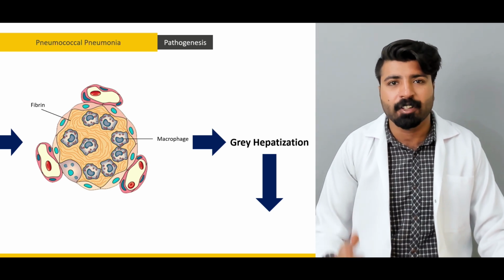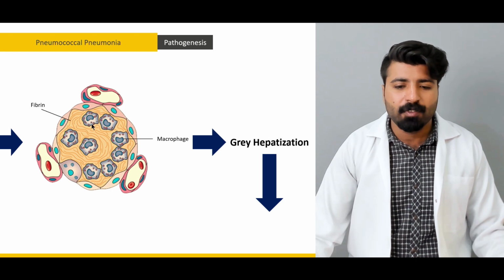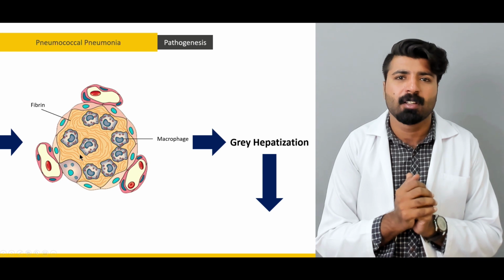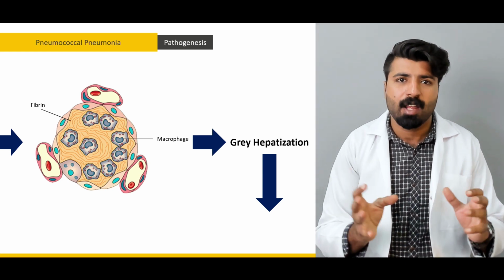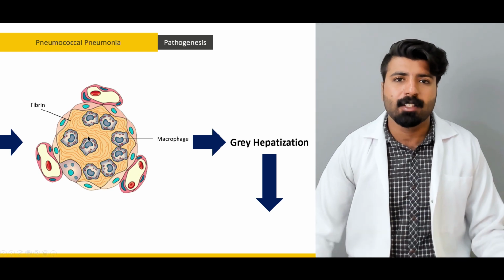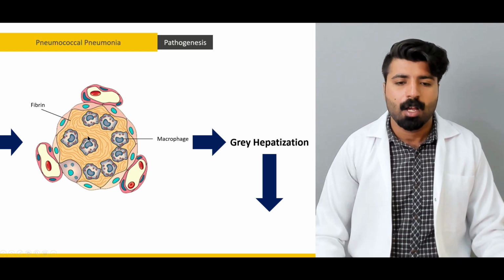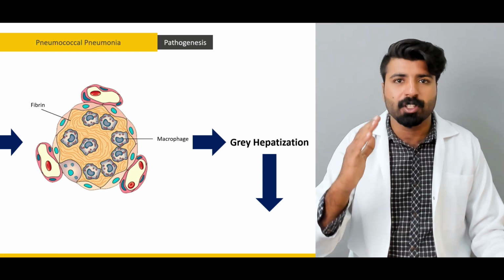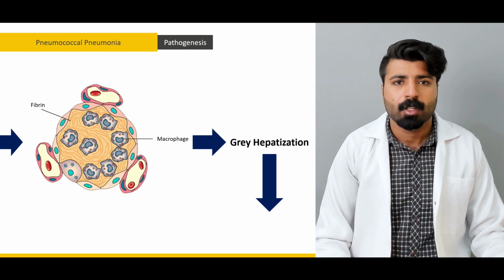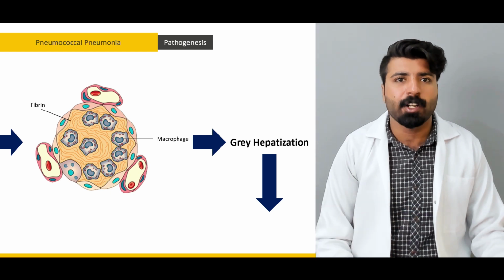What will happen is that after gray hepatization, all of these macrophages which are present here will engulf all the foreign material and end this infection. All the debris will either be reabsorbed or go through the mucociliary escalator and be swallowed. So all of this will be gone in a normal person.